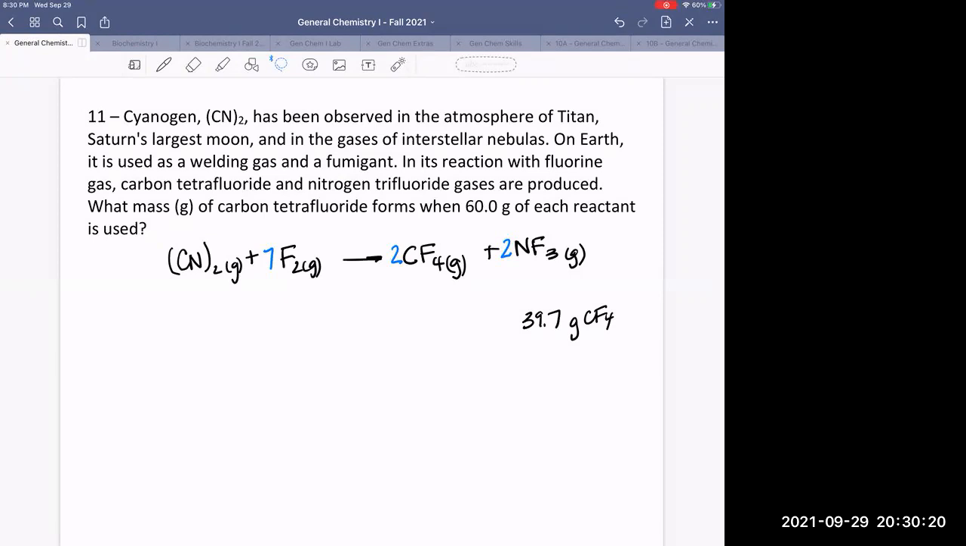All right, Courtney, I did put up the balanced chemical equation there as well as the answer for you to check your progress as you're moving forward.